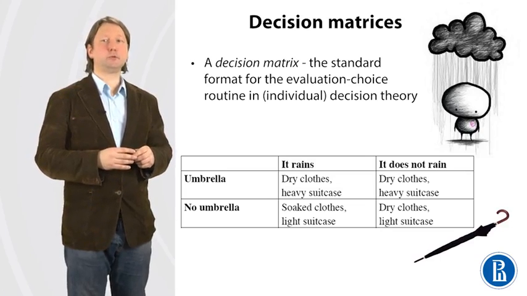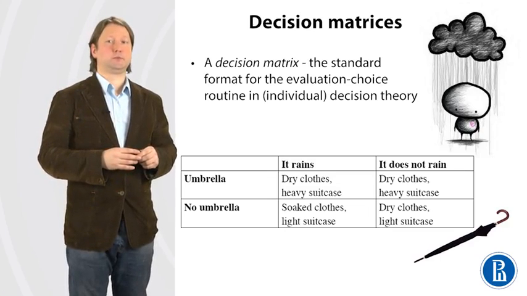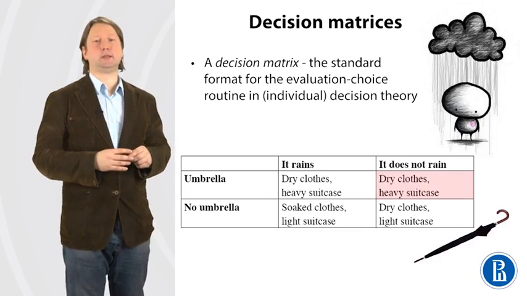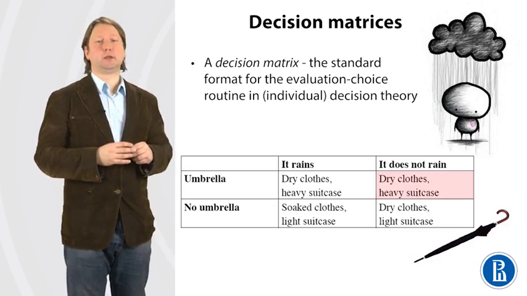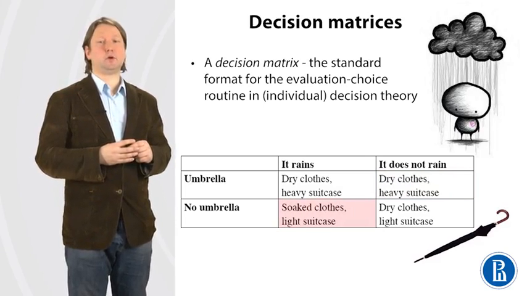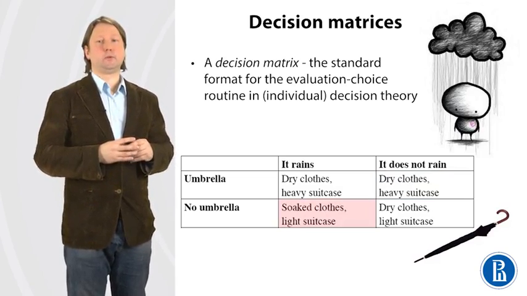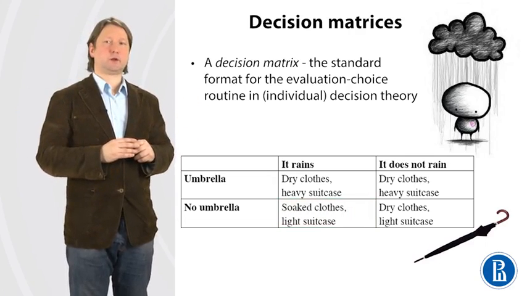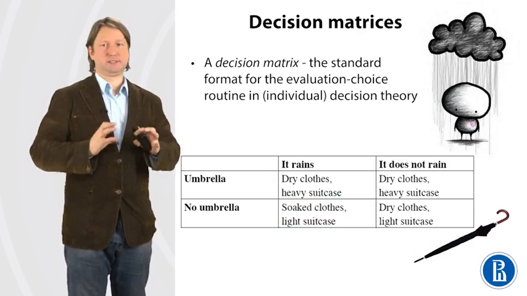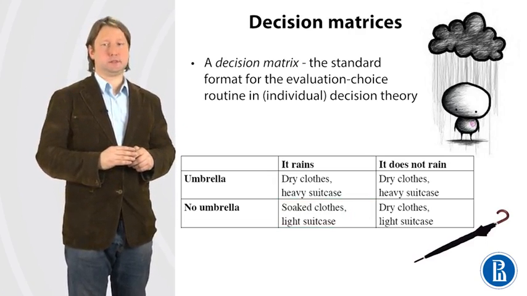Of course, the outcome of our decision depends very much on the states of nature. If we take an umbrella and it doesn't rain today, we will have dry clothes but a very heavy suitcase. If we do not take an umbrella and it rains, of course we have soaked clothes and a very light suitcase. By making these decision matrices, we can try to come up with a normative solution for the decision in this particular situation.